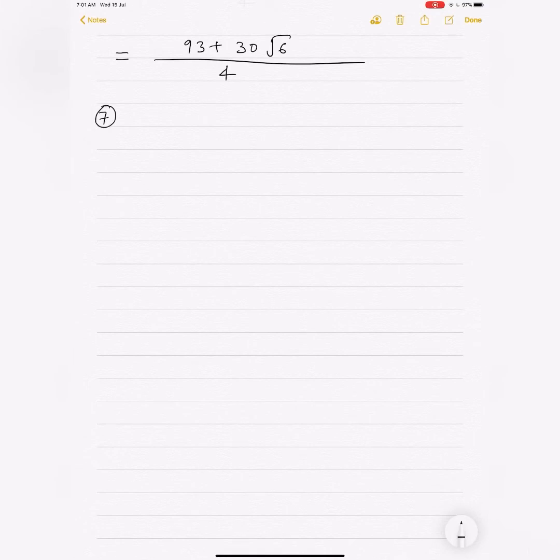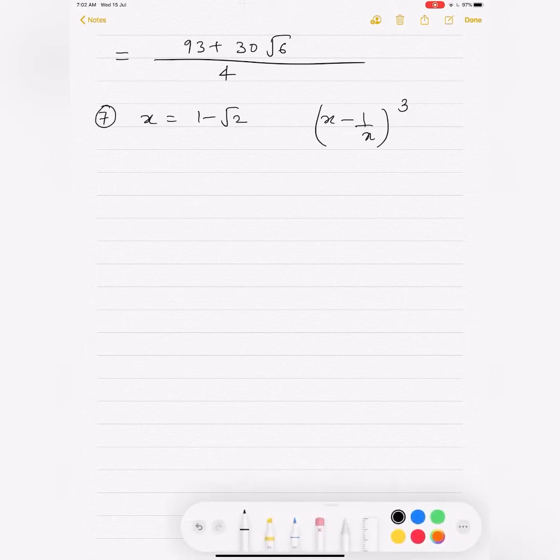Now in the next sum, guys, it's given that x is equal to 1 minus root 2, and we have to find the value of x minus 1 upon x, the whole cube. So it's like the previous sum only. See, in the previous sum they gave us in parts, that first you find 1 upon x, then you find x plus 1 upon x, and then you find square. So here we are already having the value of x out here. We'll have to find the value of 1 upon x first. Okay, so see, let's go step by step.